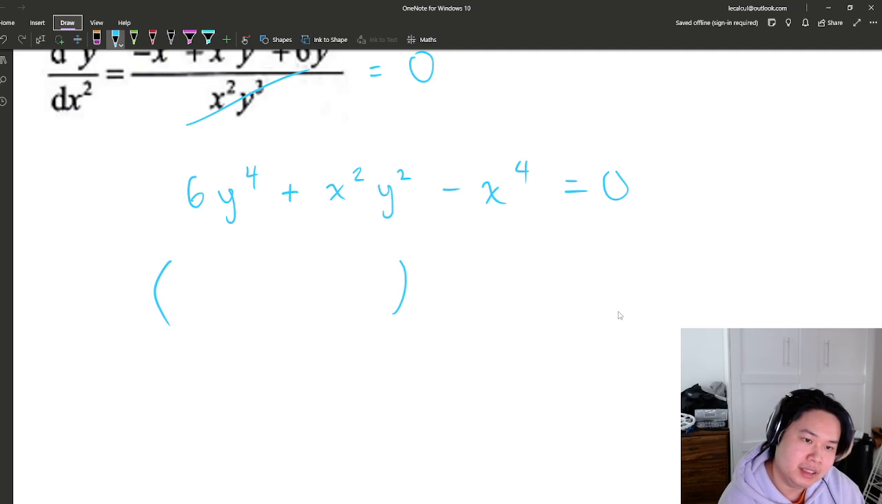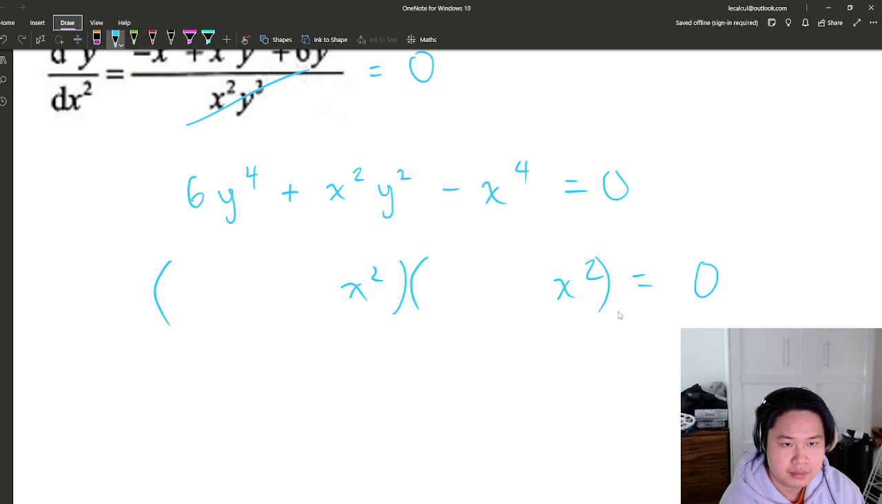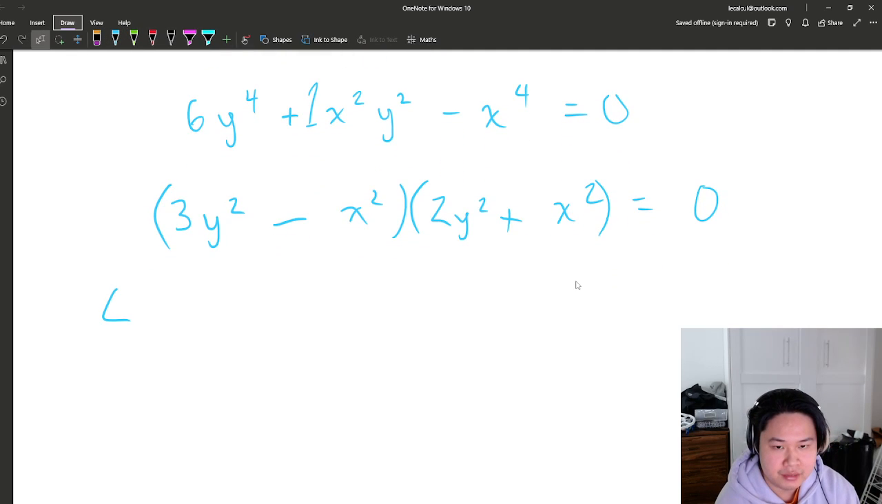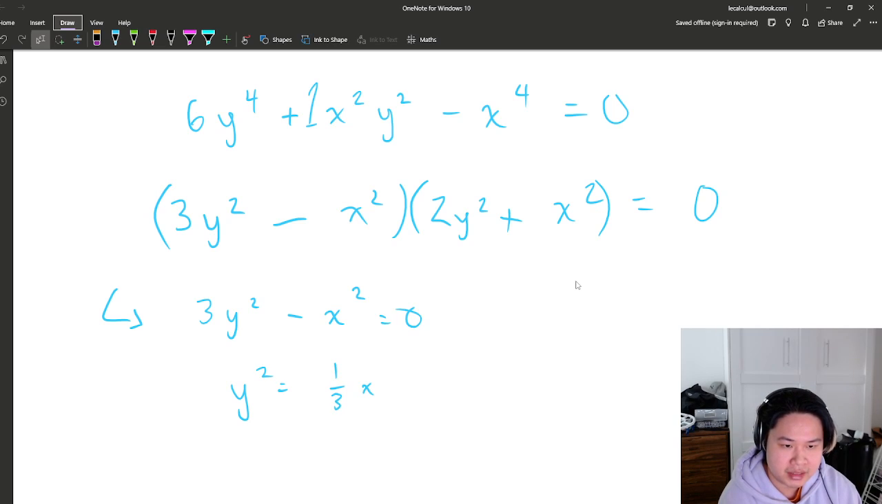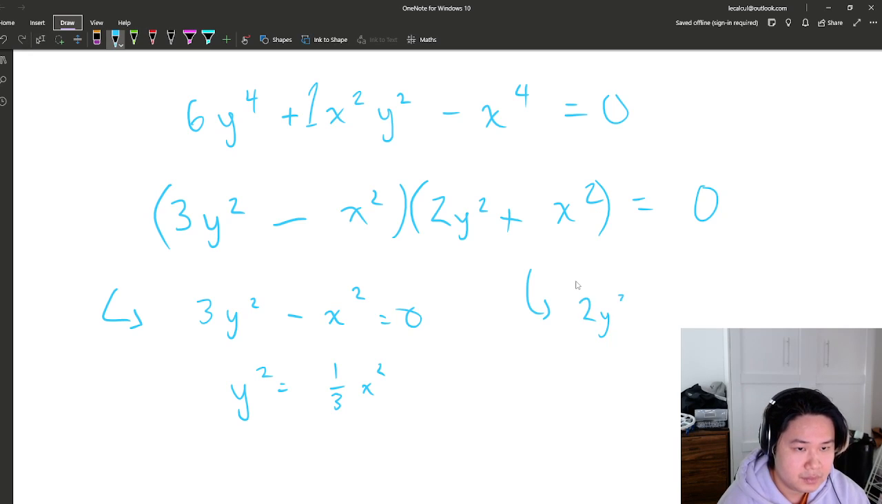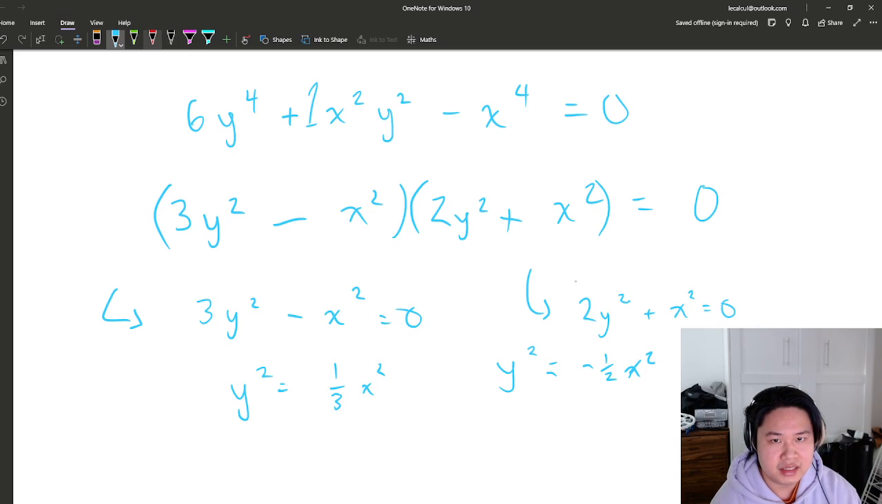Okay, this is a little hard to see, but this is factorable, I think, with x squared and x squared. And then, what is this, 1, right? So 3 and 2. 3y squared, 2y squared. This needs to be a plus, this needs to be a minus. So then we have two equations, two solutions for this. 3y squared minus x squared equals 0. So y squared is equal to 1 over 3x squared, or this one here. 2y squared plus x squared equals 0. So y squared is equal to negative 1/2 x squared. And then this one doesn't have a solution.